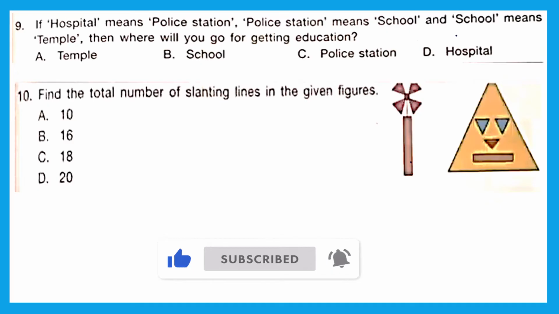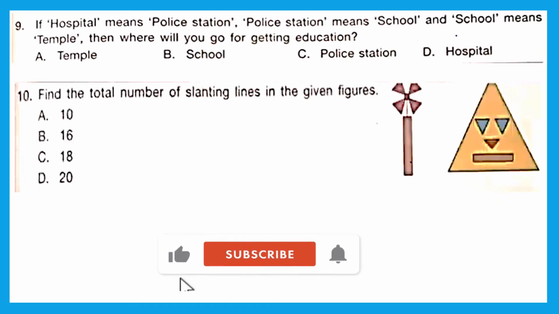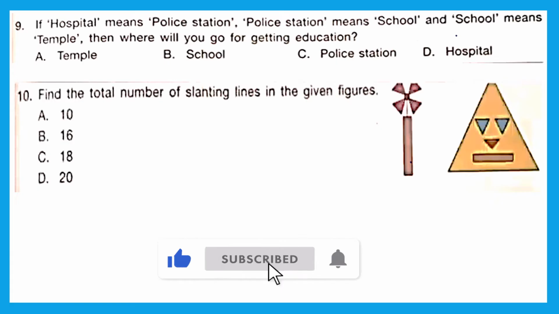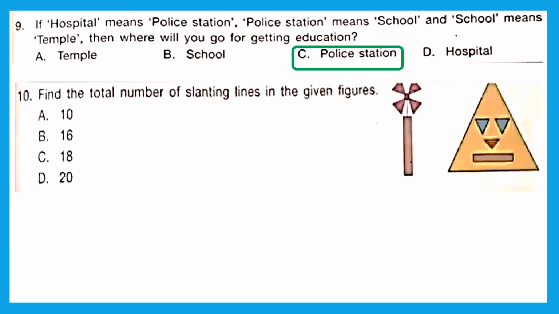So where do we go to get education? It is school. And what means school here? Police station means school here. So option C, police station is the right answer.